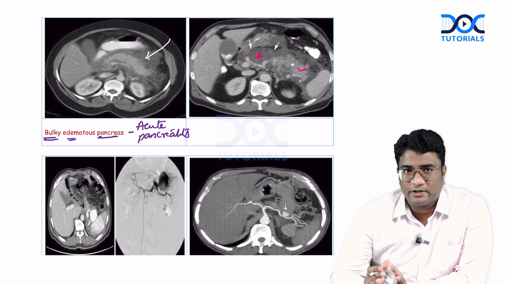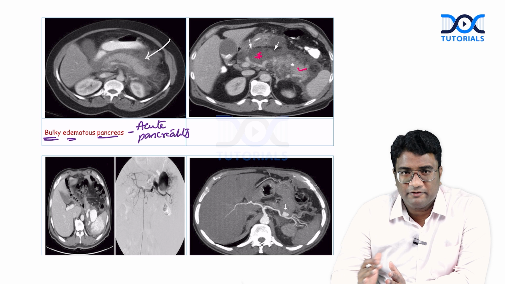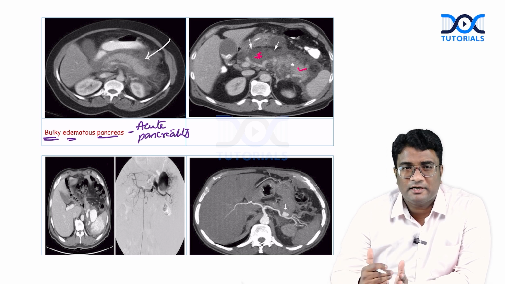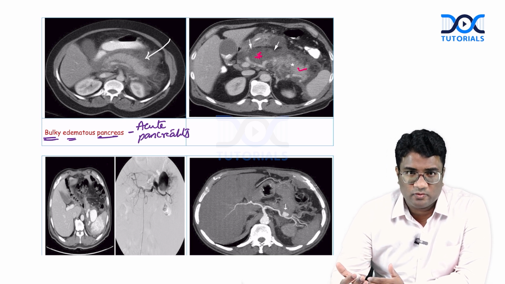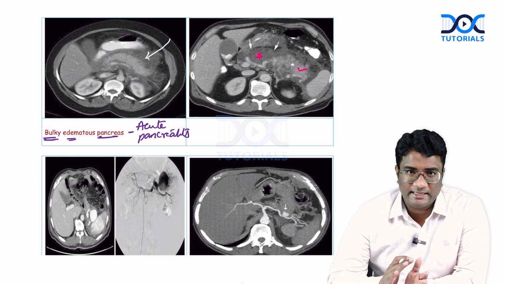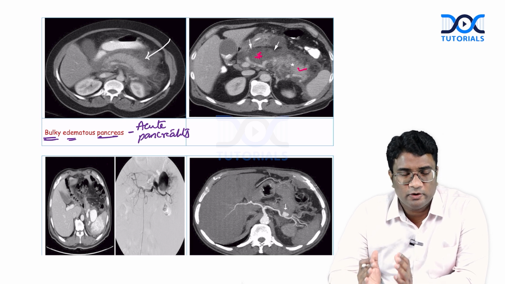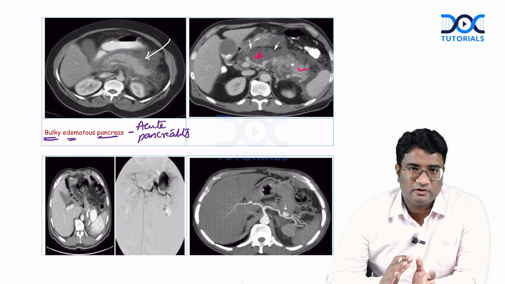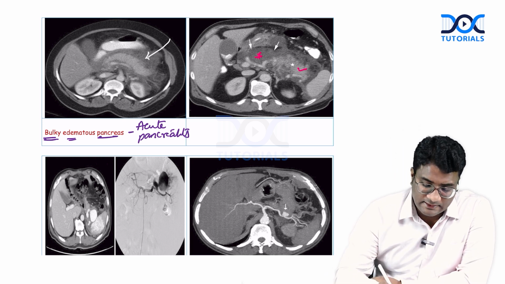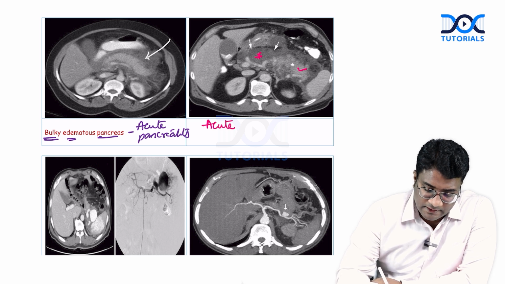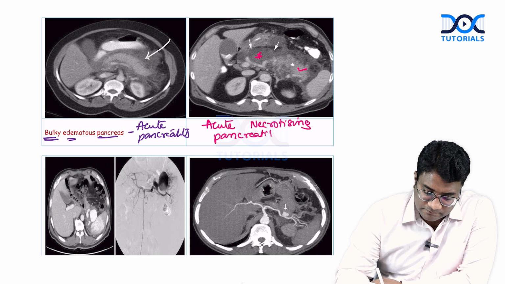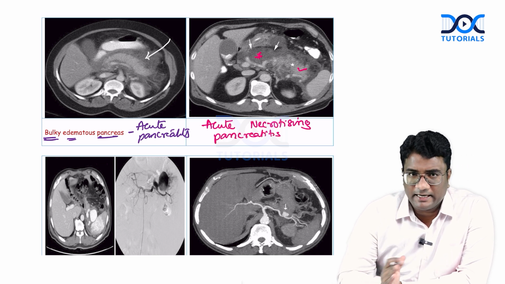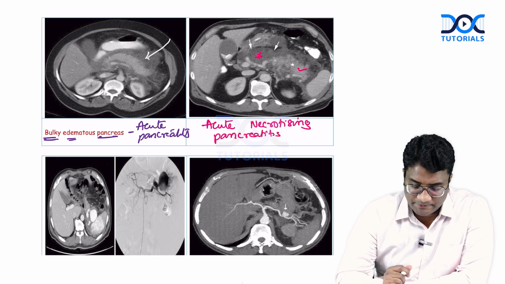So, do you think it is an acute interstitial pancreatitis where you have homogeneous inflammation, or is it an acute necrotizing pancreatitis which has this heterogeneous enhancing and non-enhancing areas? What do you think is this pancreatitis where you have this enhancing and non-enhancing areas? This is acute necrotizing pancreatitis, right? You are seeing the enhancing and non-enhancing areas in the pancreas.